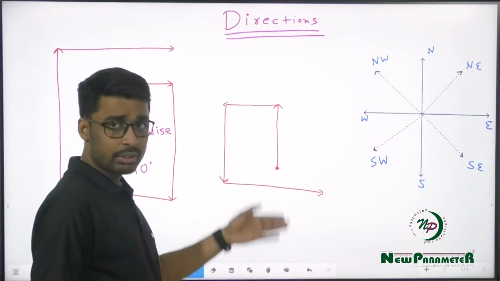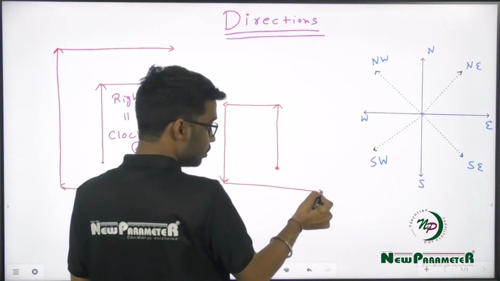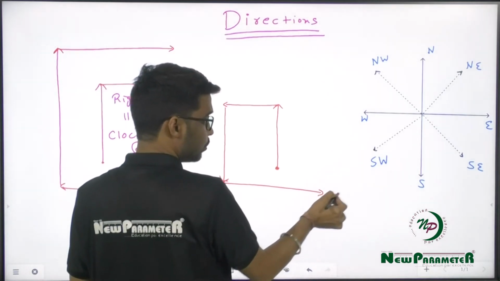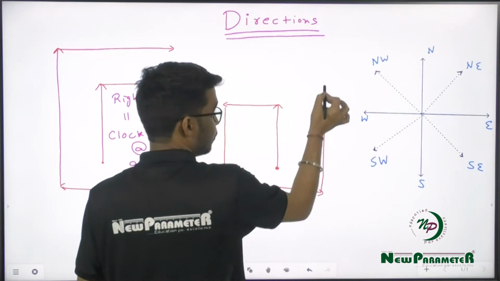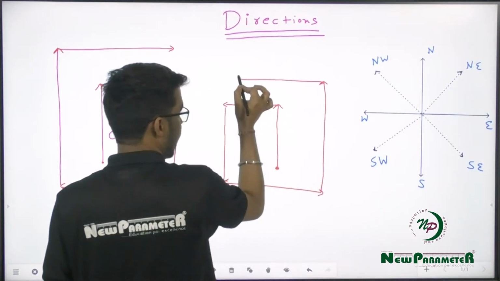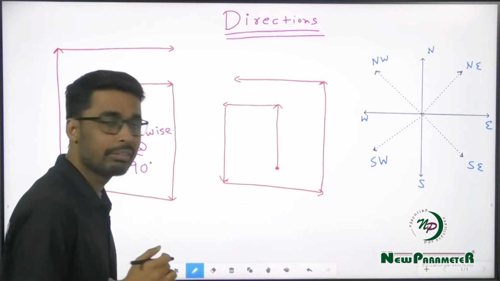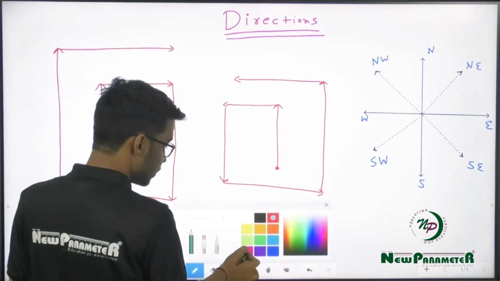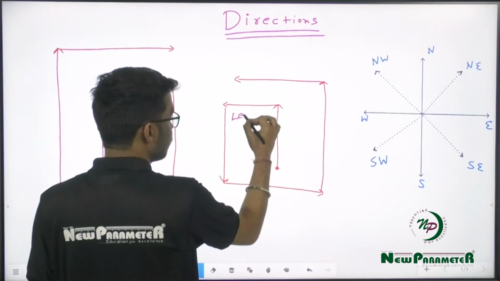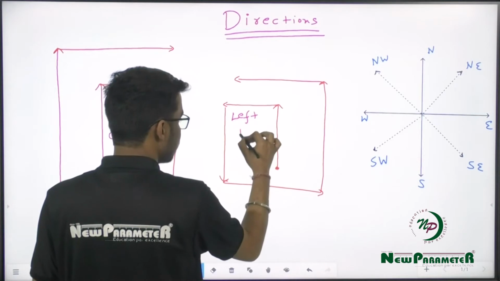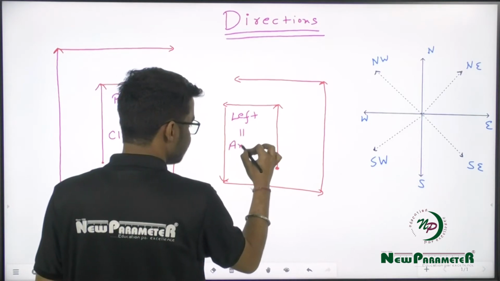Now from east if the person wants to go left, I will be going in anti-clockwise direction. I will be moving towards north, and from north I know his left would be my left hand. So make sure about that. Whenever the person wants to move left, he will always be moving in anti-clockwise direction.